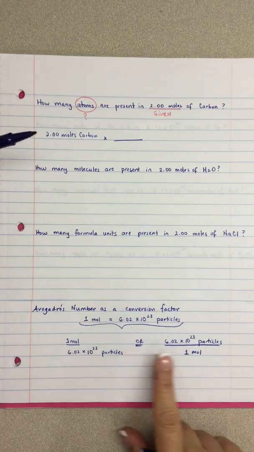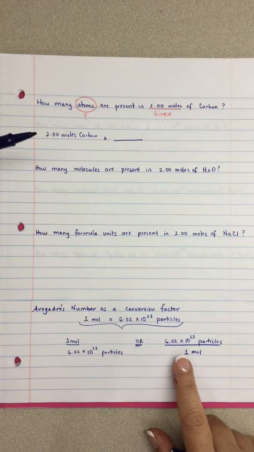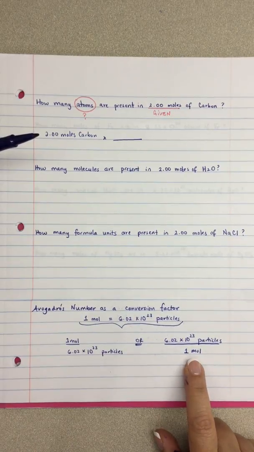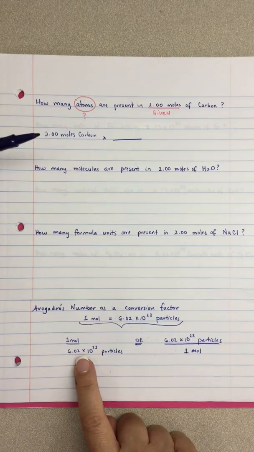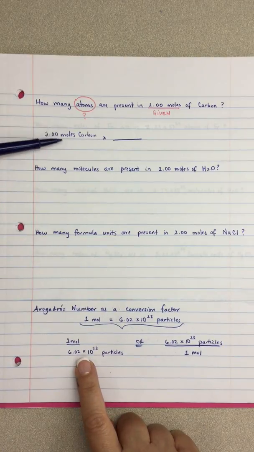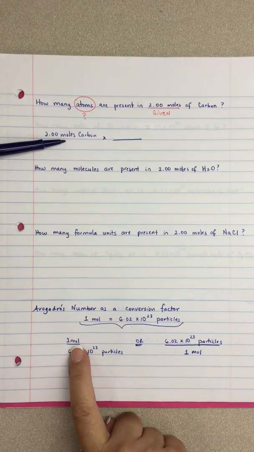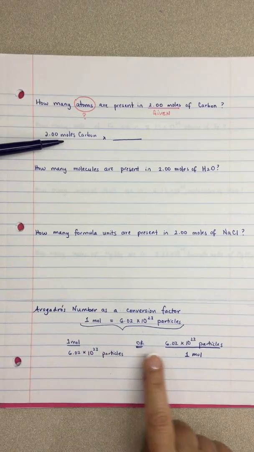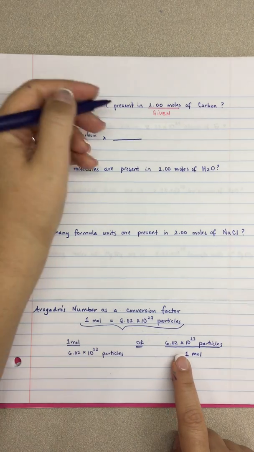So out of my 2 possible conversion factors, the one that I have to use is this one. If you use this one here, you have more on the top part of your conversion factor, and you cannot cancel out this unit with that conversion factor. So we need this one.